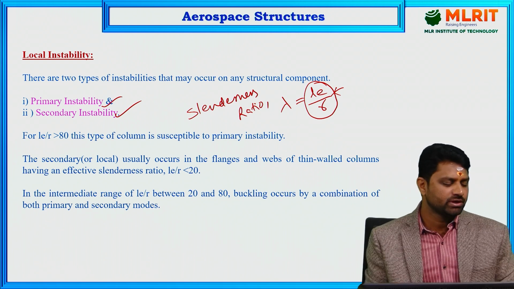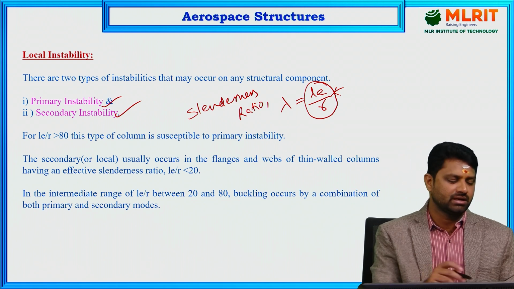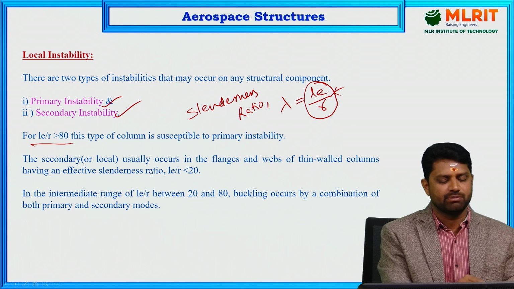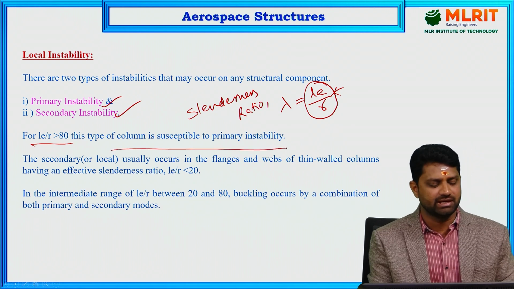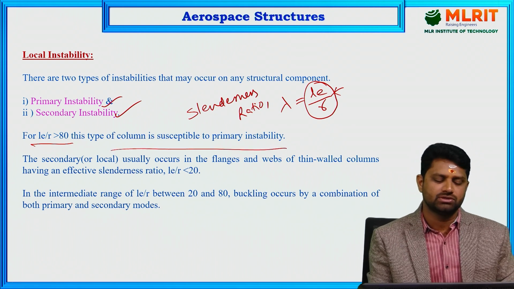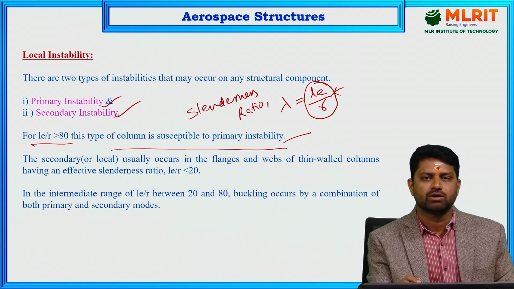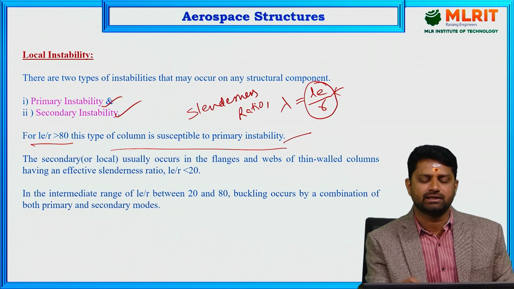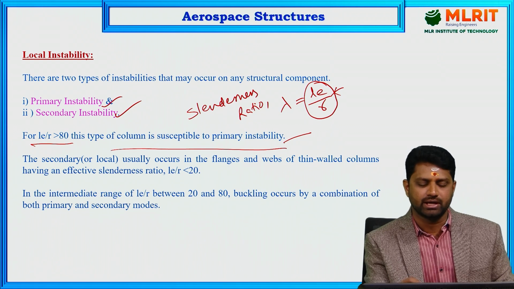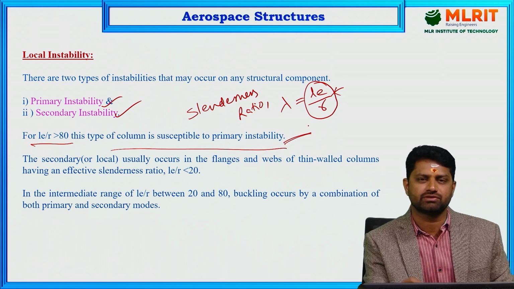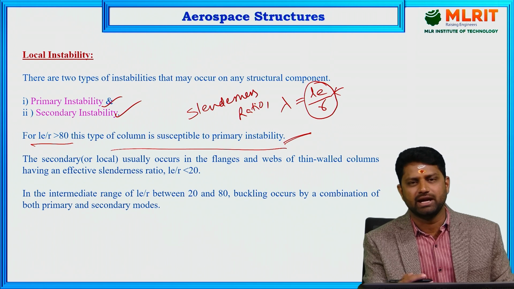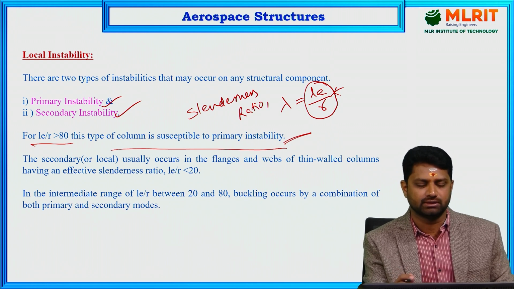So usually for LE by R greater than 80, this type of column is considered as primary instability, and in the primary instability, what happens is the plate tries to buckle as a whole. Okay, the complete plate. There you don't find any changes in the cross-sectional dimensions of the plate, rather the plate will fail as a whole unit. Okay, so that is what we call primary instability.